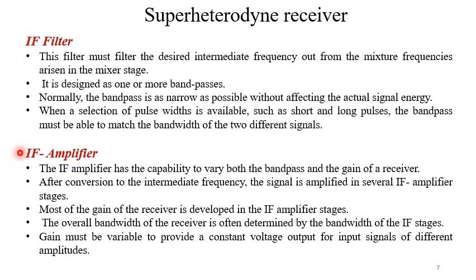The IF amplifier. The IF amplifier has the capability to vary both the bandpass and the gain of the receiver. After conversion to the intermediate frequency, the signal is amplified in several IF amplifier stages. Most of the gain of the receiver is developed in the IF amplifier stages. The overall bandwidth of the receiver is often determined by the bandwidth of the IF stages. Gain must be variable to provide a constant voltage output for input signals of different amplitudes.